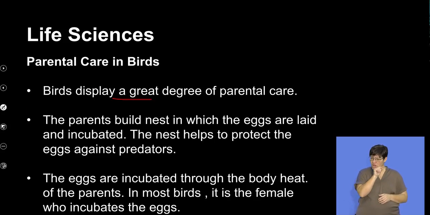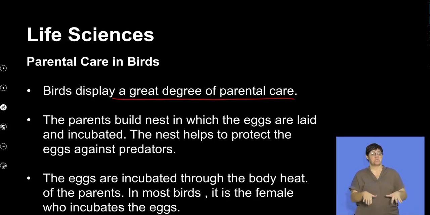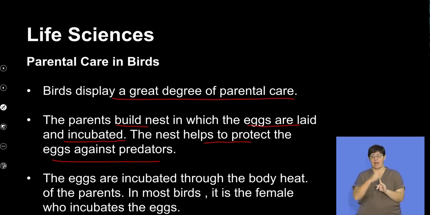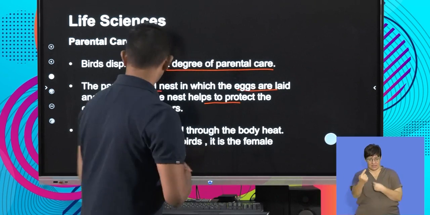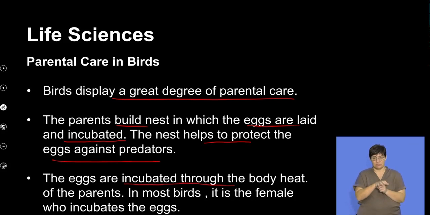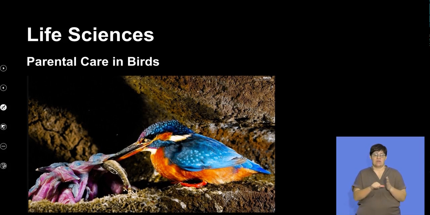Birds display a great degree of parental care. The parents build a nest in which the eggs are laid, and this is a period in which the eggs will undergo incubation. The nest helps to protect the eggs against predators, as well as when they are born and hatched. You find that often the nestlings rest in their nest, safe from other predators. Eggs are incubated through the body heat of the parents, and in most birds it is the female that incubates the eggs. This is a significant amount of parental care that we see.